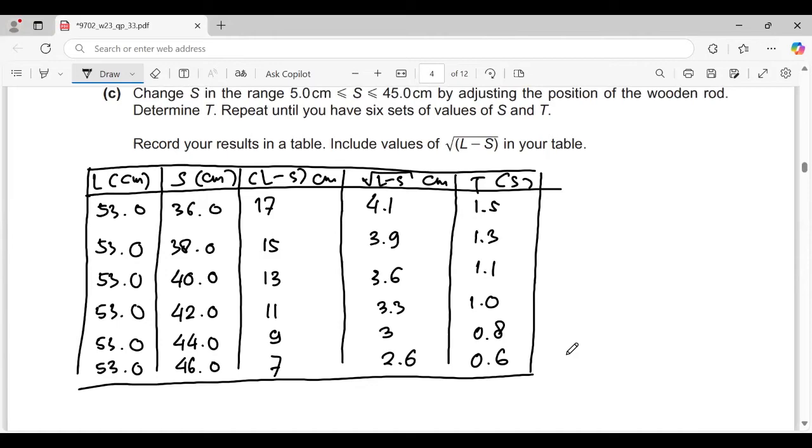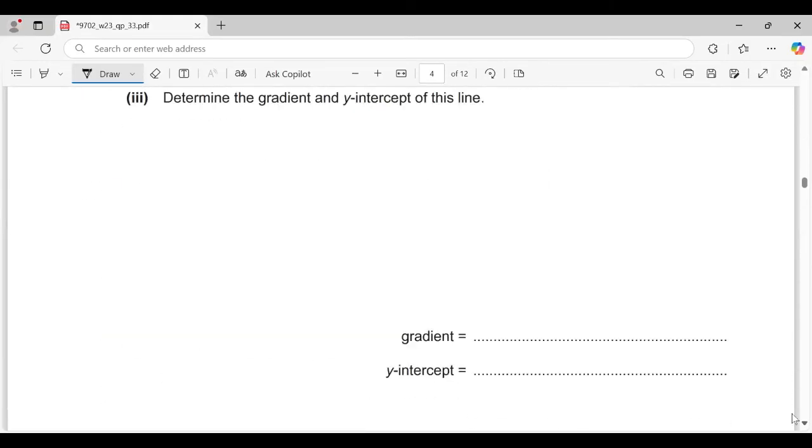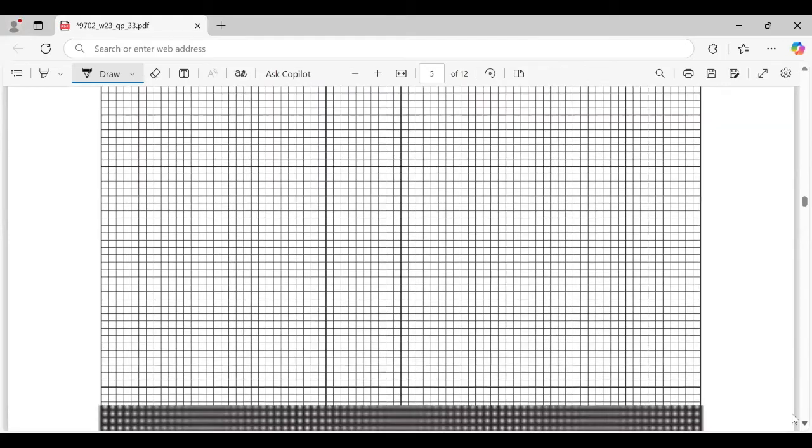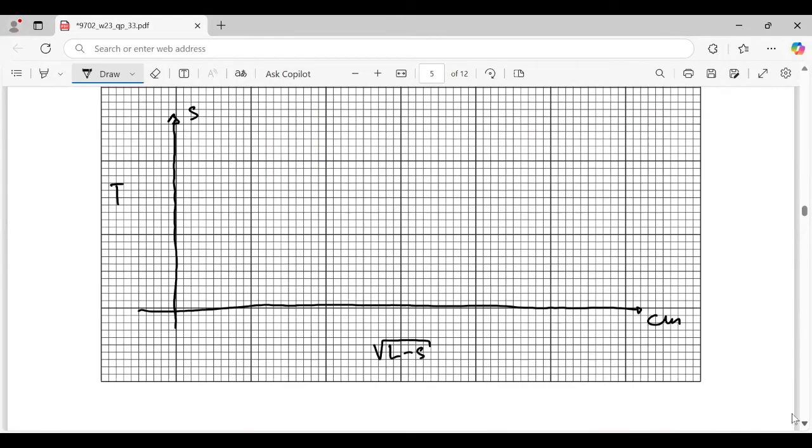And the intercept point on the y-axis: if square root of L minus S is 0, then T also equals 0. So the intercept point on the y-axis is at the origin. This is the origin.